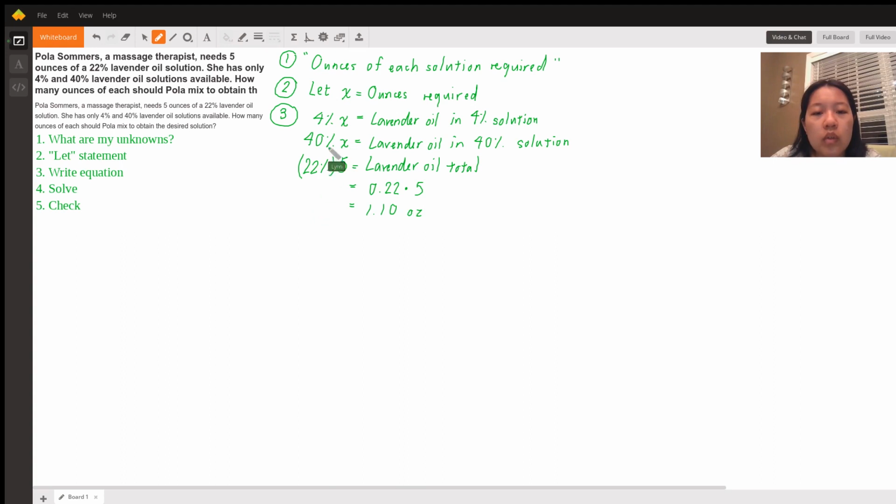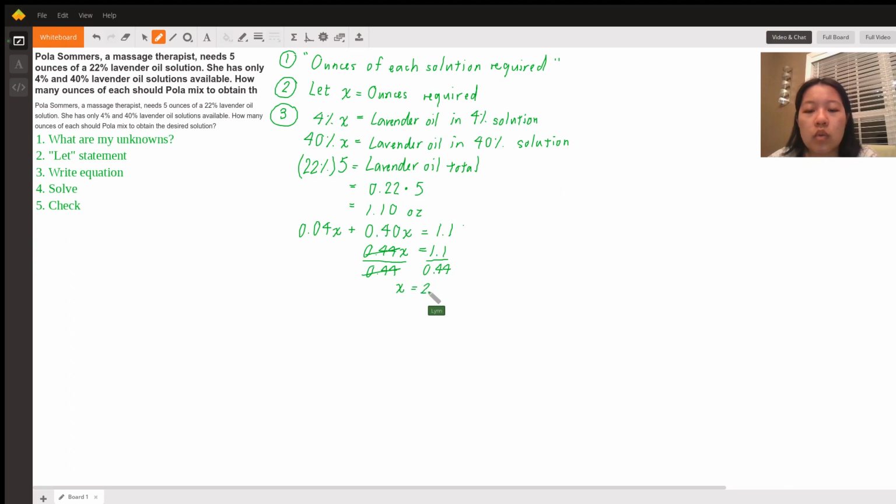So our equation is going to be the 0.04x from the first 4% solution, plus however much is contributed by the 40% solution, so that's my 0.40x, that should be 1.1. So if we add these, 0.44x, we're combining our like terms here, equals 1.1. To solve for x, I want to isolate it, so I'm going to go ahead and divide both sides by that 0.44. So then I can cancel out. So I just have x, which is equal to 1.1 divided by 0.44, which is 2.5 here.